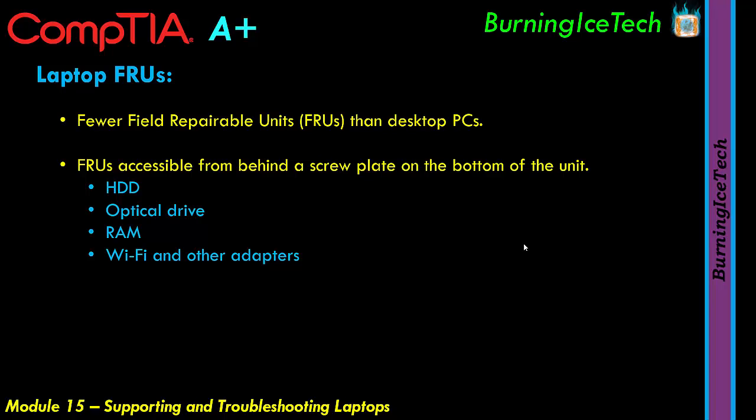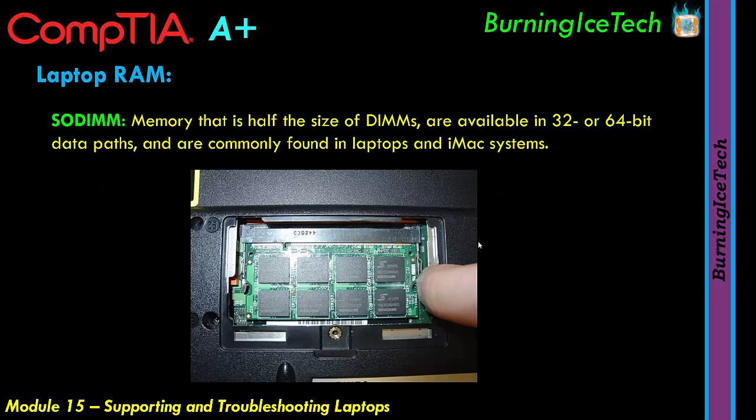So some of the FRUs include, but are not limited to, things like the hard drive that you can normally replace, swap, or upgrade. Optical drive you can replace, but you're not going to upgrade it. You need to try and get the exact same make that the laptop was using. RAM can be swapped and upgraded generally. Wi-Fi and other adapters, yeah, sometimes they can be upgraded. I would just say they can be swapped if your old one is not working. Now, speaking of laptop RAM, for those that don't know, it is referred to as SODIMM.